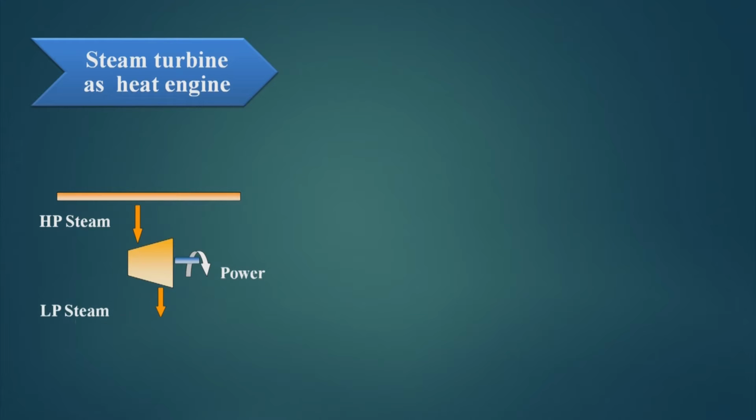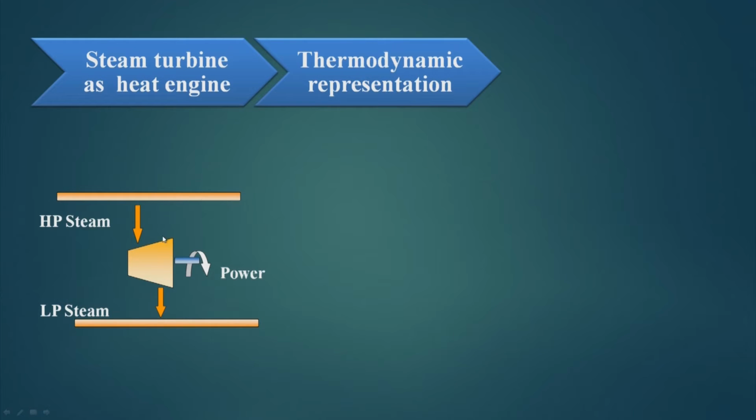Now, let us take a steam turbine as heat engine. So, here from the HP steam, the steam comes, HP steam from this pipeline, and here we generate power and the LP steam goes. So, pressure reduction takes place from HP steam to LP steam, and due to this pressure reduction, this steam turbine, which is a heat engine, gives us power.